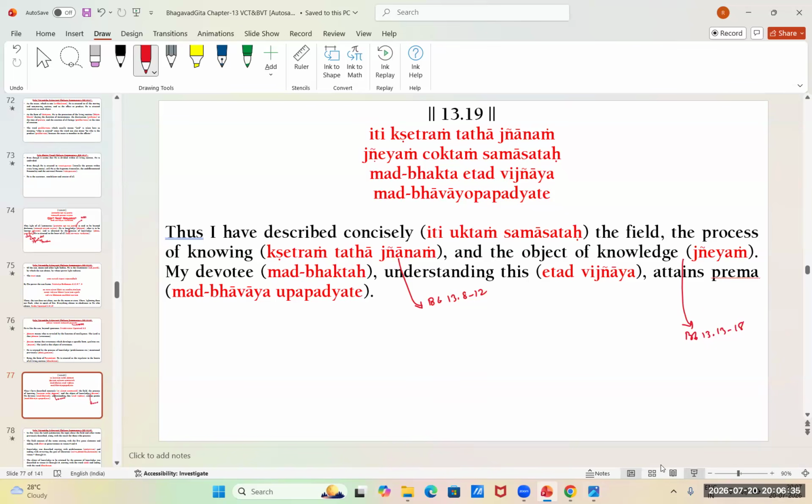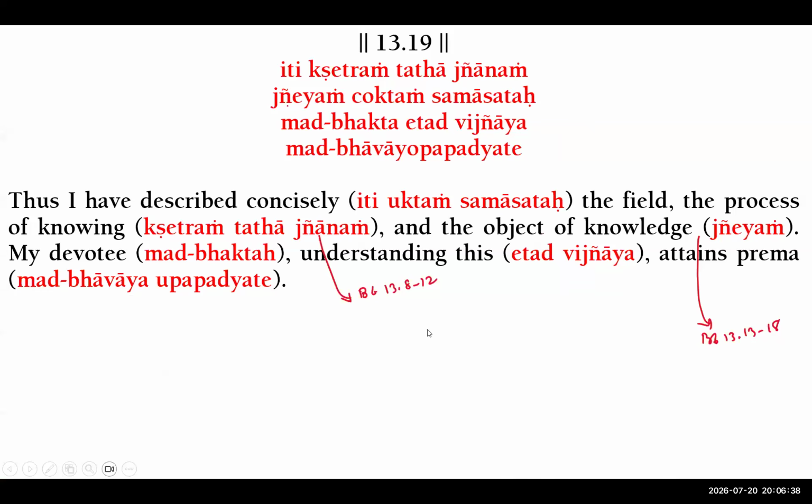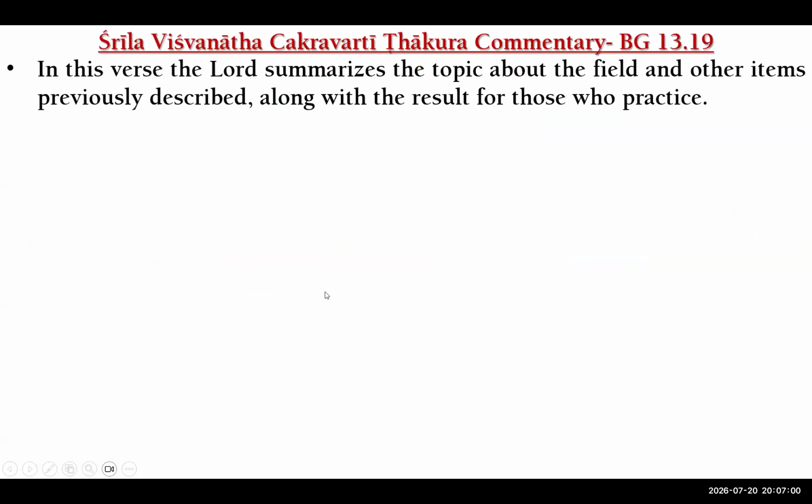And now, interestingly, such a heavy Jnana section. Krishna is saying, Mad Bhakta, my devotee, understanding this, Etad Vijnaya attains prema, Mad Bhavaya Upapadyate. Even the Jnani is also a devotee. Understanding this section also, he'll attain liberation. But for a devotee, he'll attain prema. In this verse, the Lord summarizes the topic about the field, Kshetra, and other items previously described, Kshetra Jneya, along with the results of those who practice. So what is the result is mentioned here.